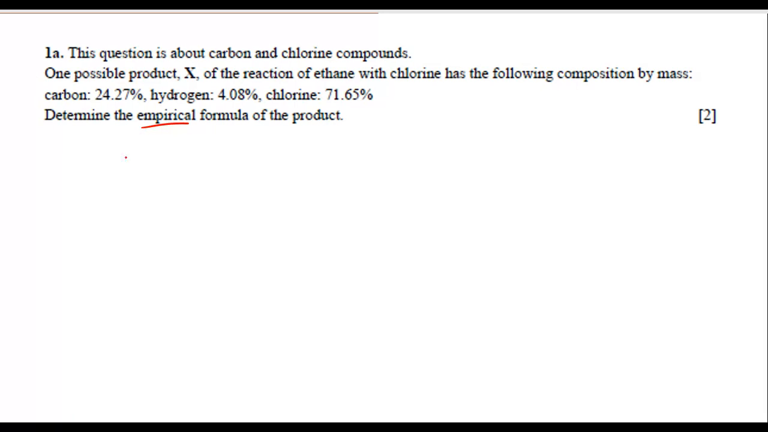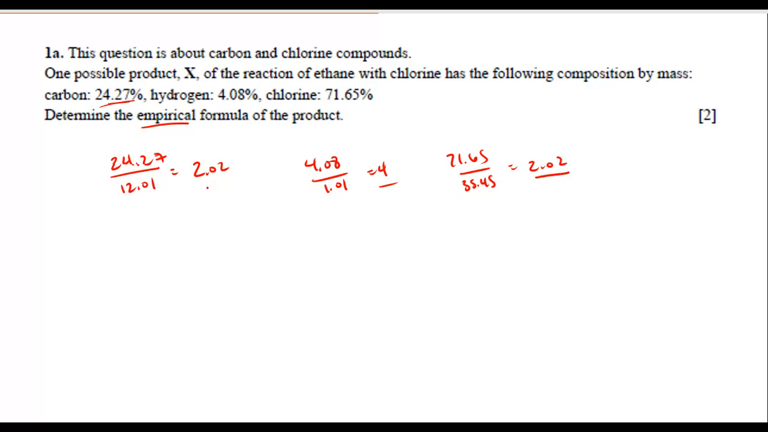We are asked for empirical formula. So this is a nice little bit of stoichiometry review. To find empirical formula, we're going to divide our percentages by molar masses. So there's carbon and hydrogen and chlorine. Now once we find those quotients, 2.02 and 4, this one is also 2.02, divide everything by the smallest, which is 2.02. So we end up with a 1, a 2, and a 1.